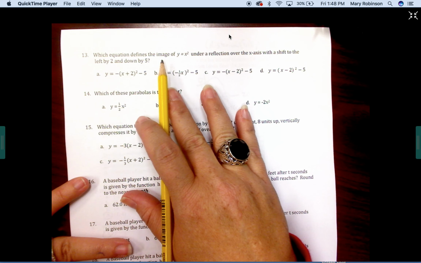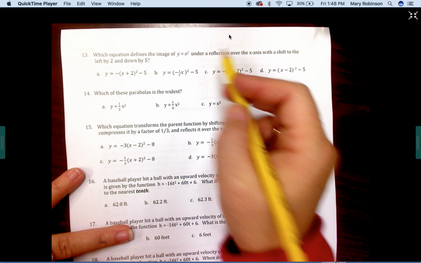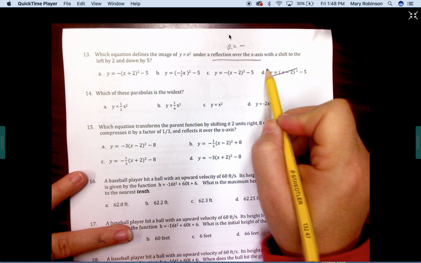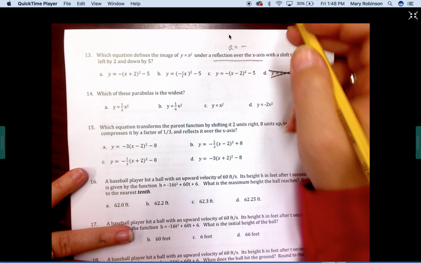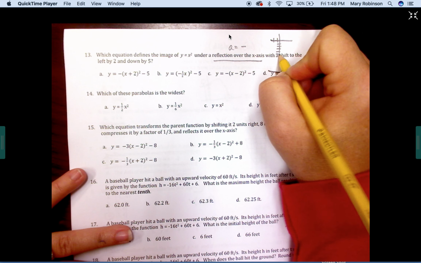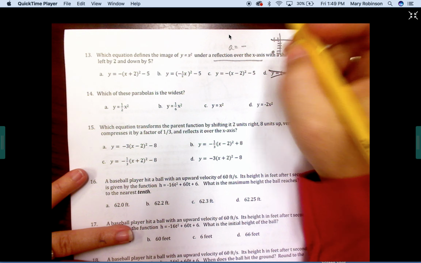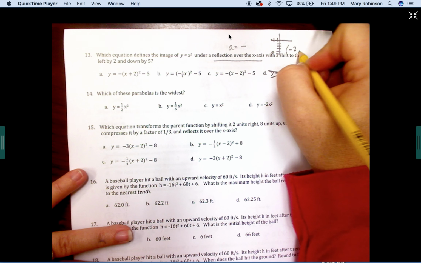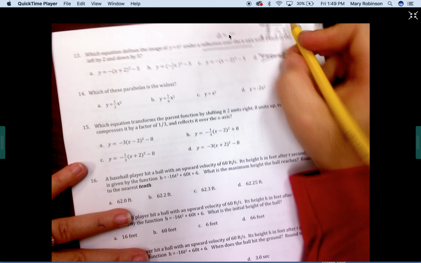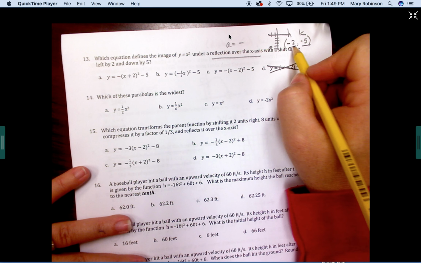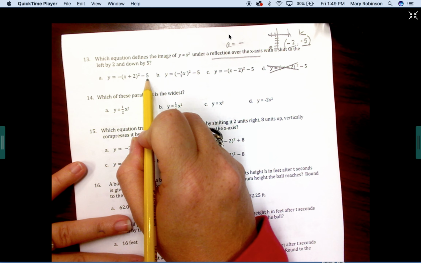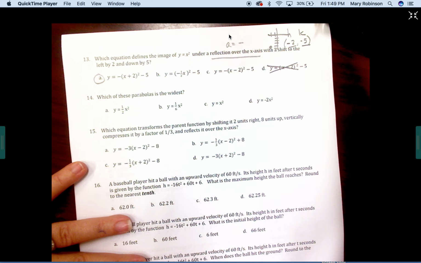Which equation defines the image of y equals x squared under reflection over the x-axis, meaning my a value is negative. That means it's not D. With a shift to the left 2. So think about your vertex. If I go left 2, down 5, that means my vertex is negative 2, negative 5. Remember, opposite keep when we plug it in. So h and k. I should be looking for plus 2 with a minus 5, negative and a plus 2 with a minus 5. That looks correct.